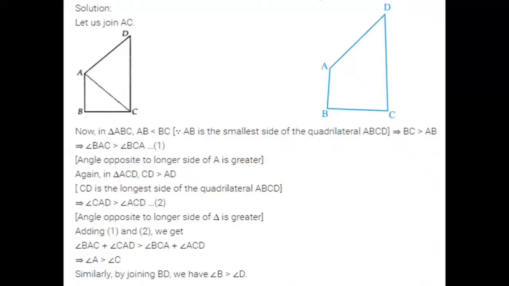So I've got two inequalities, equation 1 and equation 2. Equation 1 is angle BAC greater than angle BCA. Equation 2 is angle CAD greater than angle ACD. Add these two equations, that is LHS added with LHS and RHS added with RHS. So what do we get? Angle BAC plus angle CAD will be greater than angle BCA plus angle ACD. What is angle BAC plus angle CAD? Together it forms the whole angle A. Similarly, what is angle BCA plus angle ACD? Together it forms the whole angle C. So what have we proved? That angle A is greater than angle C.